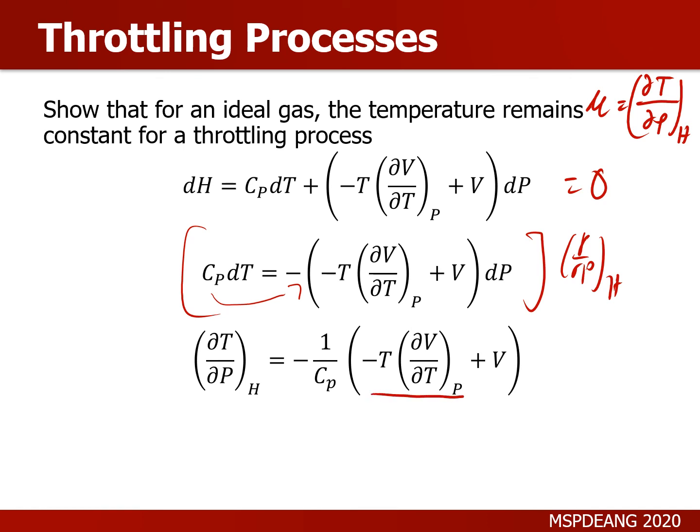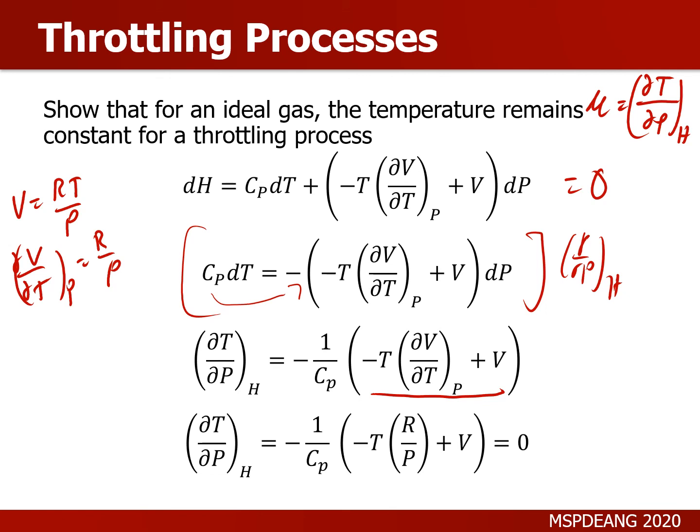Okay, so evaluate na natin to for an ideal gas. And again, for an ideal gas, V is equal to RT over P. So therefore, partial of V with respect to T at constant P is just equal to R over P. Okay. So this is now equal to R over P times T, and this whole term is equal to negative V. So negative V plus V, this whole term is equal to 0. So therefore, the partial of T with respect to P at constant H is equal to 0, which is equal to the Joule-Thomson coefficient for any ideal gas.